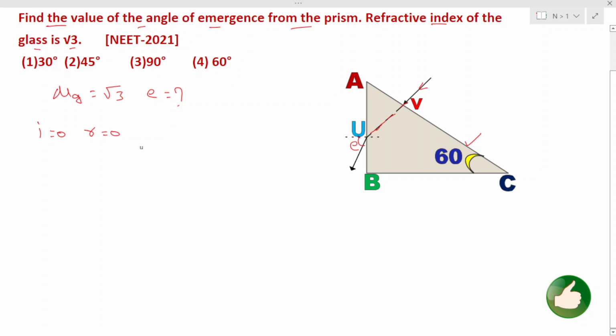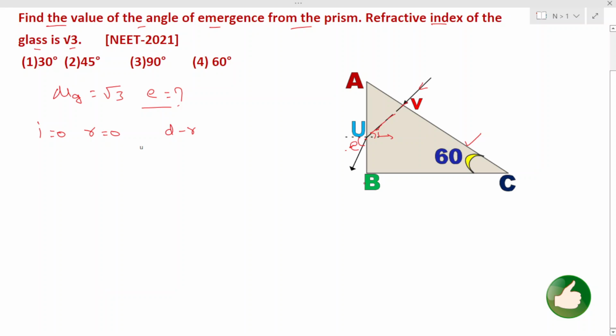It falls at the point U of the prism. At U, what is happening? It falls with some angle of incidence I with respect to this normal. It is traveling from denser to rarer medium, because of which it bends away from the normal. So instead of traveling in a straight path, it bends away from the normal with some angle, that is E. That's what we are supposed to calculate.